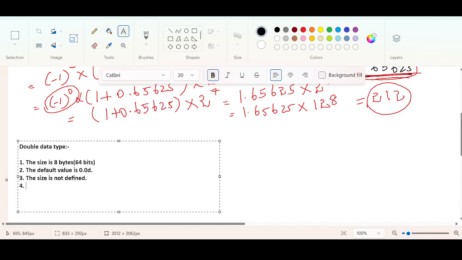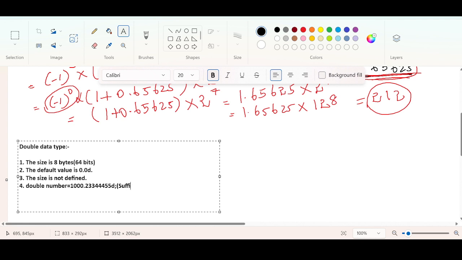The fourth point: it is not mandatory, if you want to define a value of the double data type, to suffix the value with D. For example, double number equals a floating point number, right? For the float data type, it is mandatory to suffix the value with F. But for double, it is optional. If you do, good enough. If you don't, also okay. It's not a compulsion, but for the float data type, it is a compulsion. As simple as that.